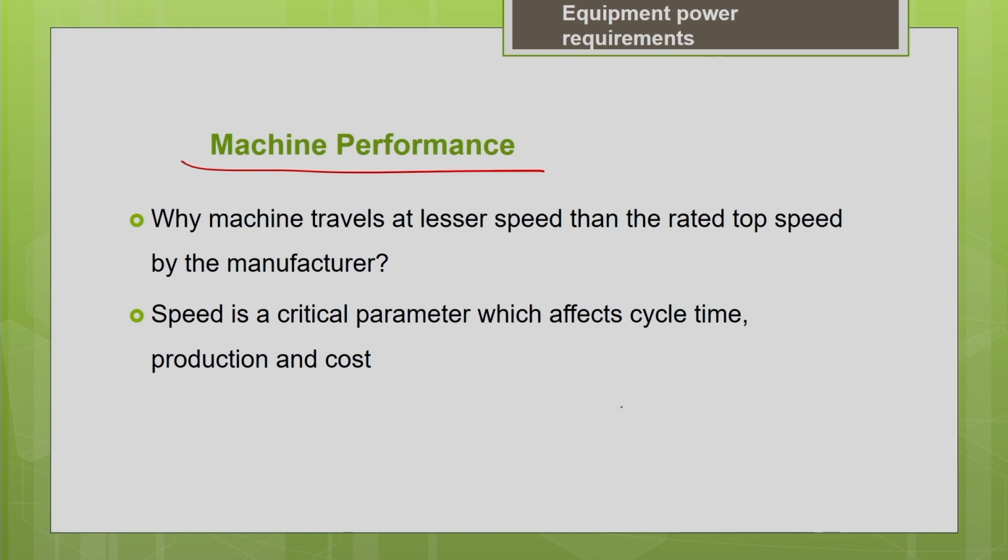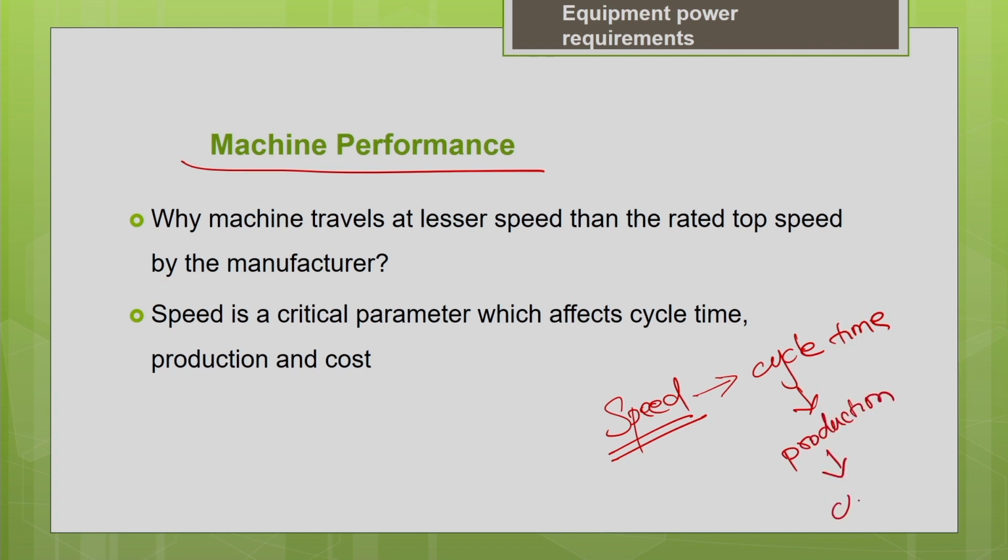Basically, to quantify the machine performance, speed is a very important parameter. Most of the contractors are interested in the speed of the particular equipment, because speed will affect your cycle time of the machine, that is going to affect your production of the machine, that is going to in turn affect your cost associated with the machine. So speed is a critical parameter which affects the cycle time, production and the cost. That is why we are very much interested in the speed of the construction equipment.